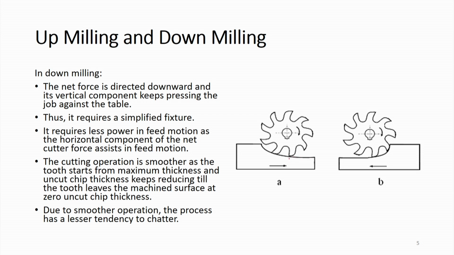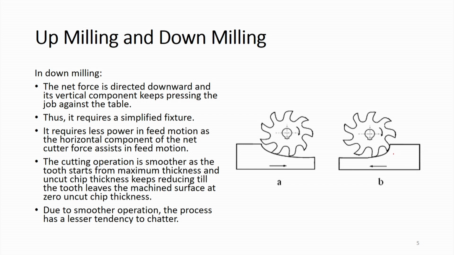So, you see that initially the cutter encounters this flat surface, and as the job is moving, it is getting more and more bite here. And in down milling, the job is coming in this direction. Initially it is getting a big chunk here, it has to cut that material, and gradually it reduces. So, in down milling, the net force is directed downward.